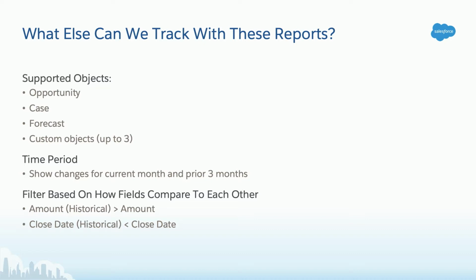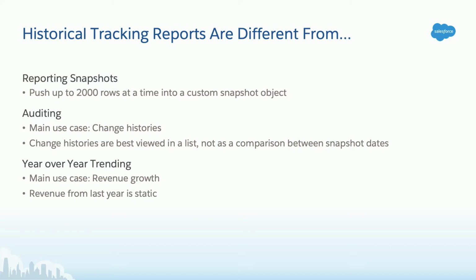And as I showed you earlier, because you have the ability to filter based on how certain fields compare to each other, it's much more powerful and lets you zero in on what's most relevant. If you're very familiar with reporting, I just want you to distinguish between historical tracking reports and reporting snapshots and auditing use cases. This is not an auditing use case. We don't track every single change history. This is just to compare 2 snapshots.